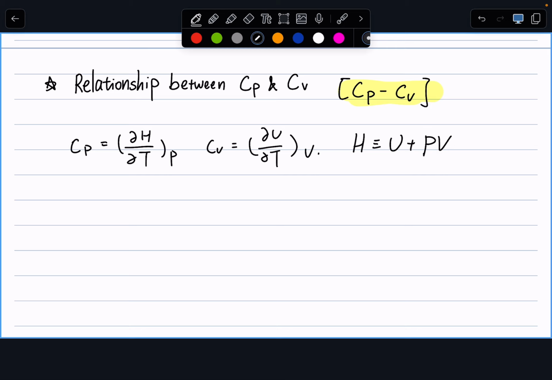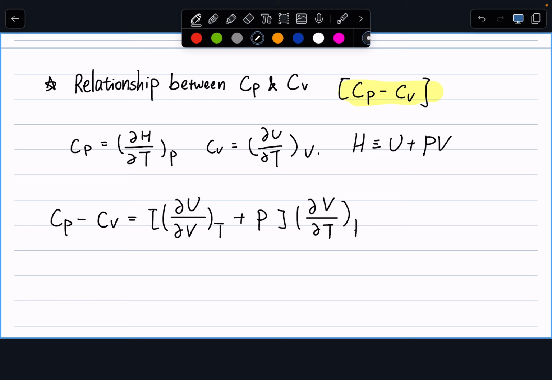Or the other way to put it is we have a general expression on the relationship between my isochoric heat capacity and the isobaric heat capacity. Or in general, my Cp minus Cv will equal the partial derivative of u over v at constant T plus p times the partial derivative of v over T at constant p.